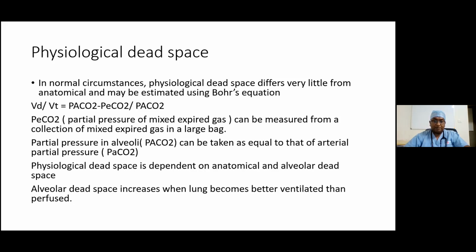Physiological dead space is dependent on anatomical and alveolar dead space. Now, alveolar dead space increases when lung becomes better ventilated than perfused. The conditions, again, we will come to in detail.